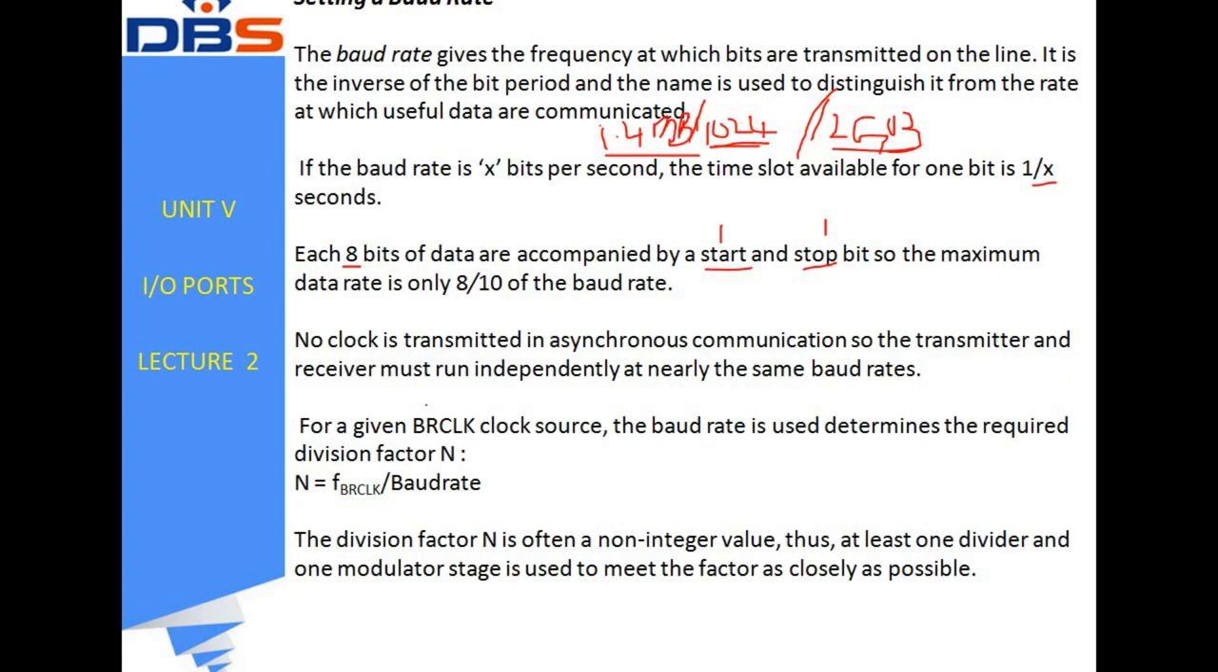And for a given baud rate clock source, the baud rate determines the rate of division. For example, if we need to check the baud rate, the division is the baud rate clock divided by the complete baud rate, as I have explained here. So the division factor n is often a non-integer value. Thus, at least one divider and one modulator stage is used to meet the factor as closely as possible.